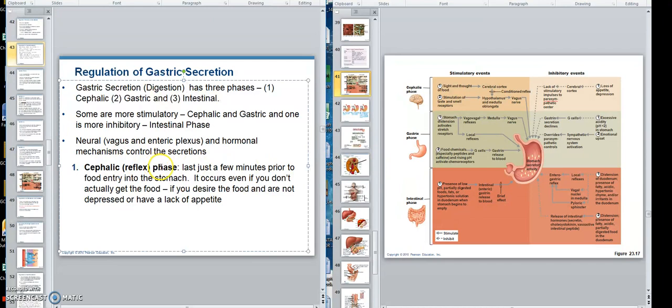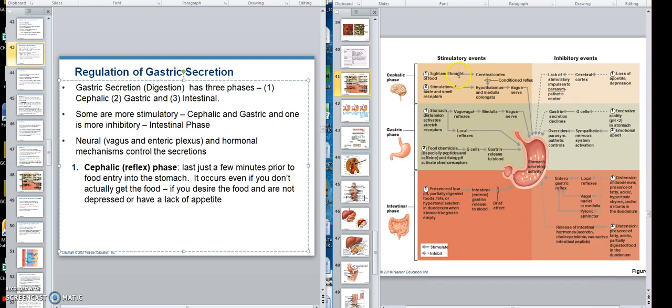All right, so let's walk through. The cephalic phase lasts just a few minutes prior to food entry into the stomach. It occurs even if you don't actually get the food, if you desire the food and are not depressed or have a lack of appetite. Depression and everything else can get involved in this, and you won't even have a cephalic phase if you're too depressed, because you'll be concerned, or too worried. You'll be concerned about other things.